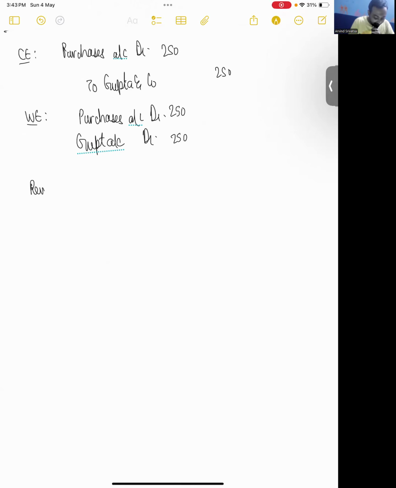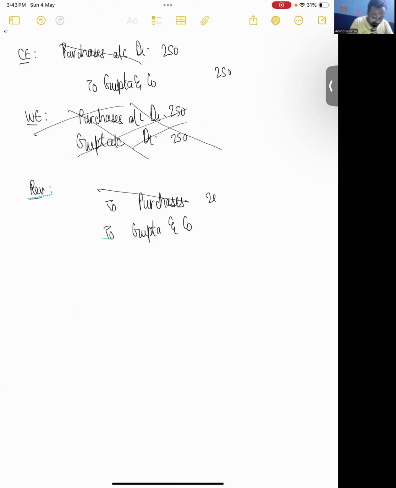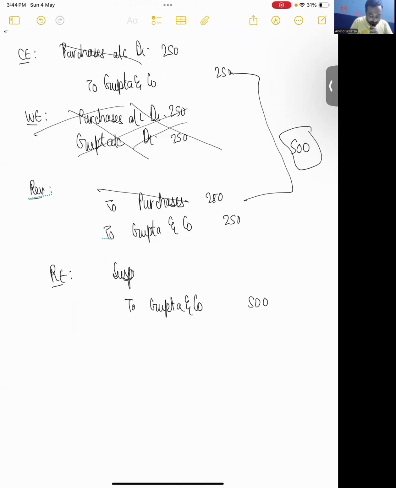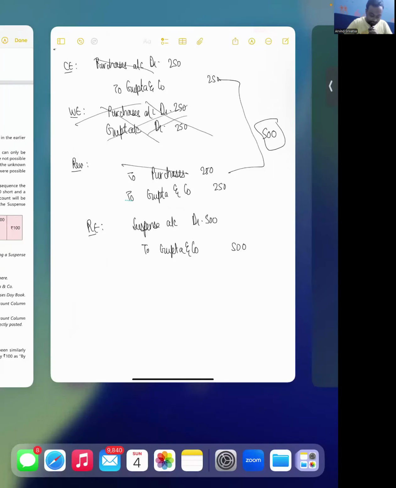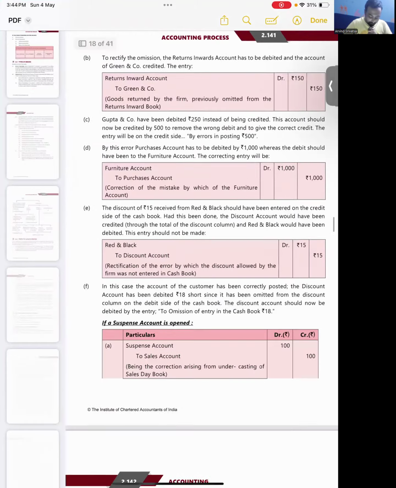So what is the reversal? Purchases to Gupta and Co. Sir, throw this. We reverse, sir. Don't need this. Cancel. Cancel. Rectification entry, sir. So debit, we don't have anything, sir. Purchases got cancelled, sir. So first we'll complete credit. Gupta and Co. credit we have 250. Here we have 250. 500. Debit, since we don't have anything, we will take it to suspense account. That's it. So you'll see what they've done, sir.